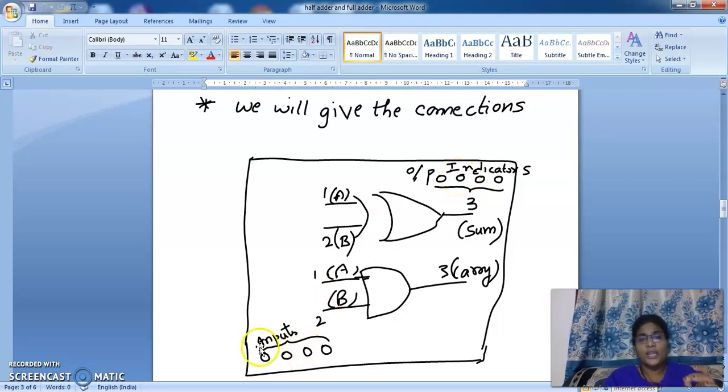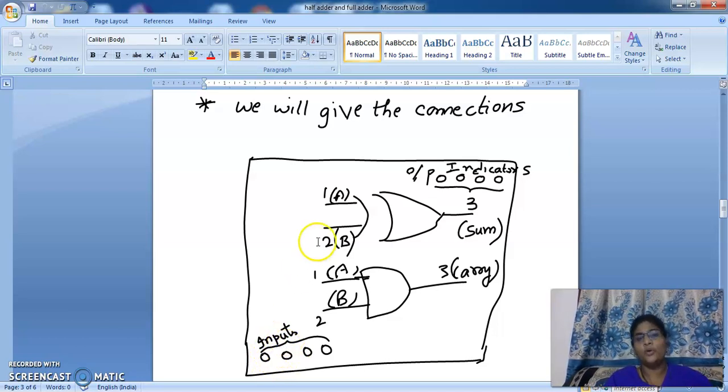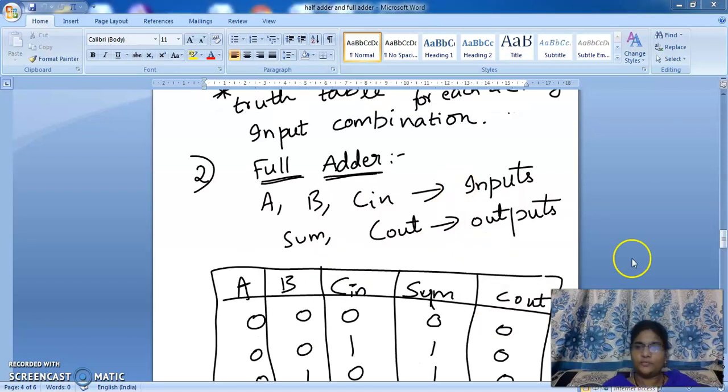So A and B inputs we will be giving from here. In the kits we have the XOR gates and the AND gates. Directly you need to give the two inputs to the XOR gate and the AND gate, and finally the outputs sum and the carry we are going to give in the logic out.